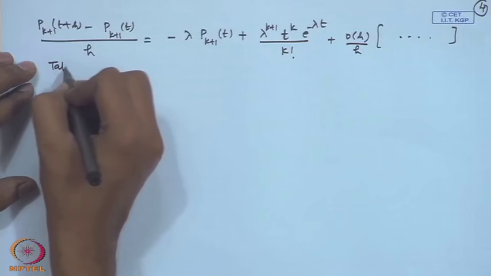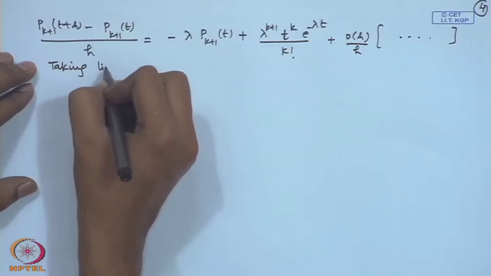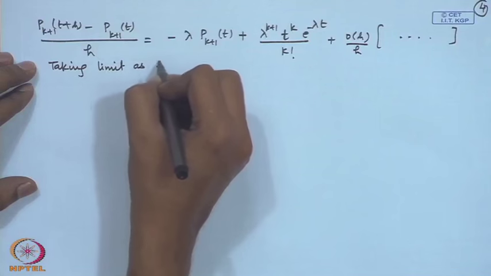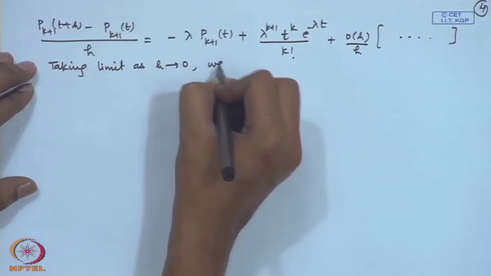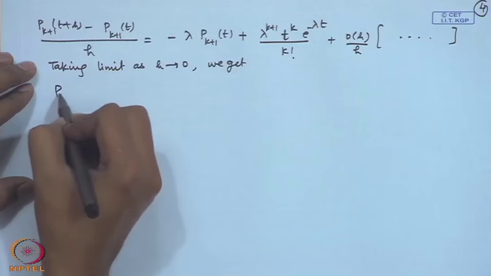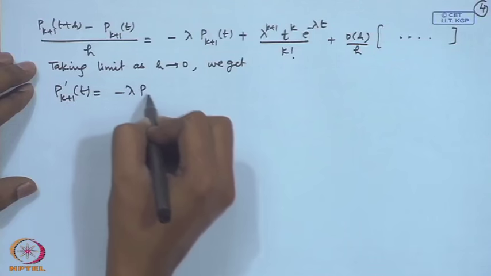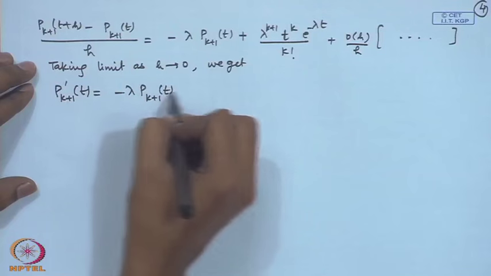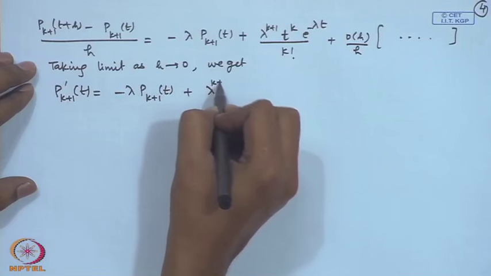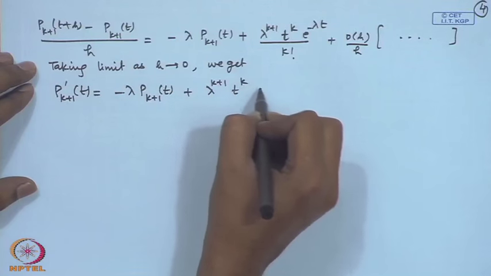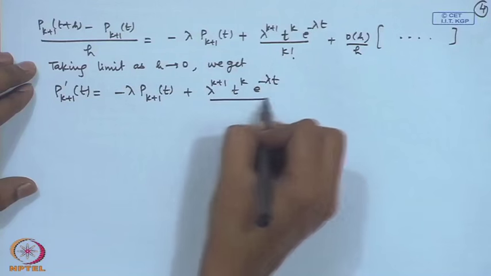So, taking the limit as h tends to 0, we get P(k+1)'(t), that is equal to minus lambda P(k+1)(t) plus lambda to the power k plus 1, t to the power k, e to the power minus lambda t by k factorial.